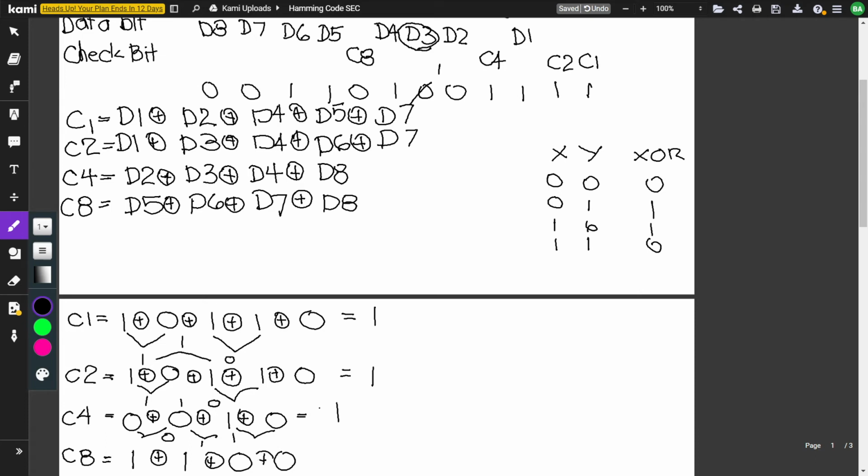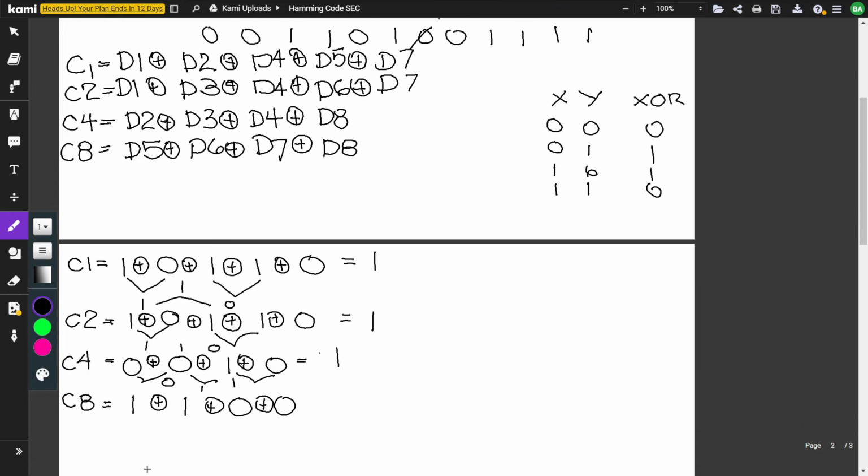Okay, so let's evaluate by pairs. 1 XOR 1 is 0, 0 XOR 0 is 0. So 0 XOR 0 is equal to 0. And then after getting these values, we're going to read it upwards. And then the check bit is 0, 1, 1, 1 for the original value.